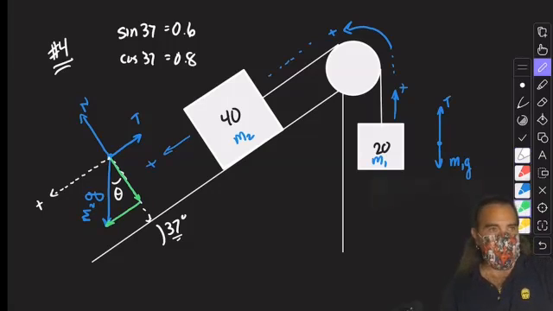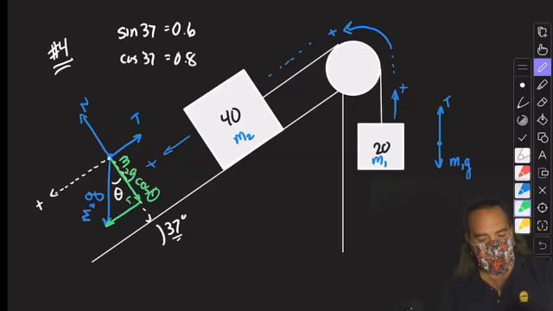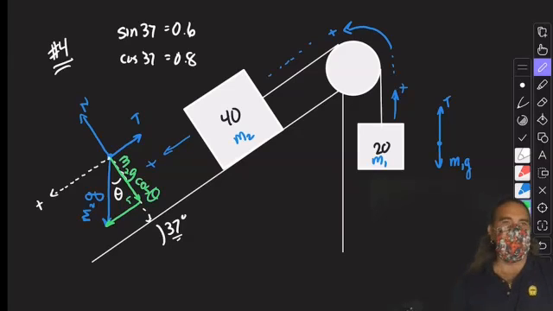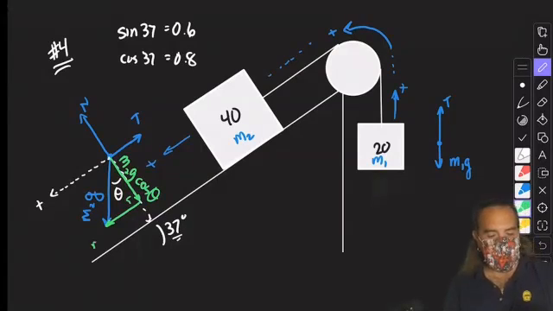But I'm wrapping a right triangle around theta in such a way that the right angle is on one of the coordinates. I'm drawing this as M2g cosine theta, because that is the component that is into the ramp. And this one is M2g sine theta, because that is the component that is down the ramp.